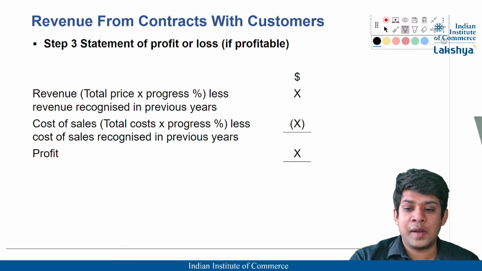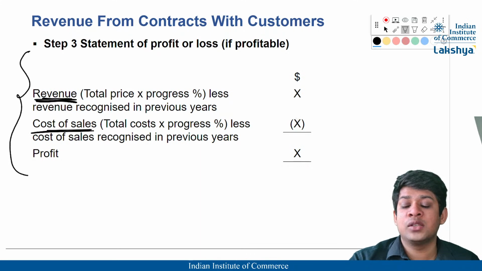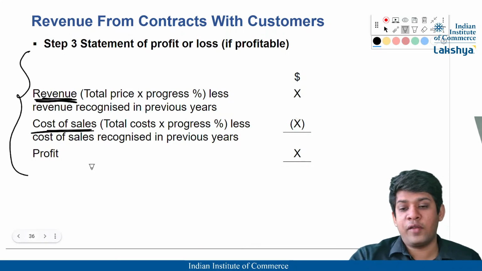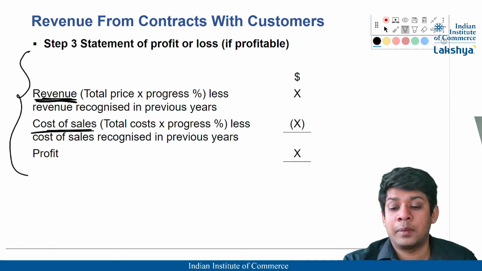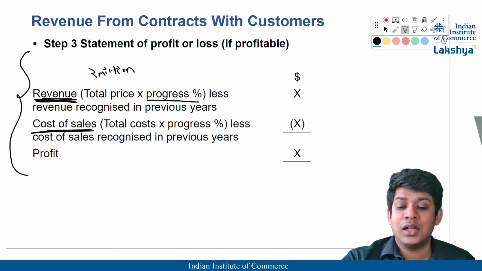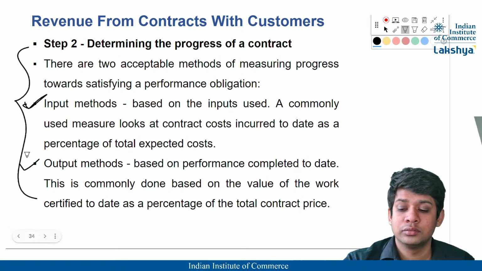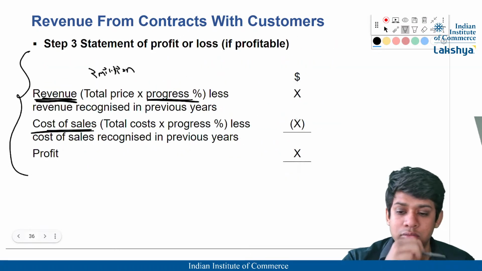And you can ignore this part, guys. Lastly, step 3, you're going to recognize the revenue and the cost of sales within the statement of profit or loss of the company for the year. So it will be whatever is the total contract price. Maybe the customer is going to pay me 2 million for the completion of the project, but I have my progress percentage, which is calculated in step 2 here, right?